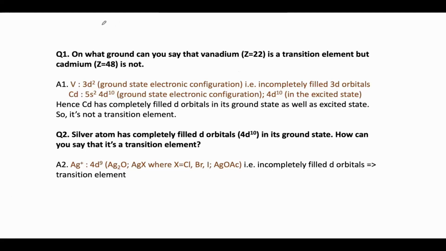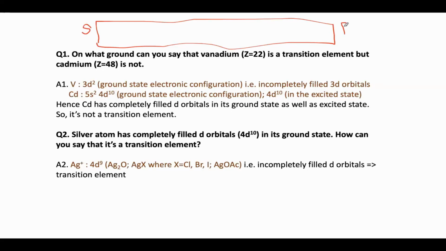Suppose we are having this periodic table, and on the left hand side we have s block elements, and on the extreme right hand side we have p block elements, and in the middle portion d and f block elements are there. The groups start from the left hand side, where we have group 1 and group 2, which are s block elements, and on the right hand side from group 13 to group 18, these are the p block elements.